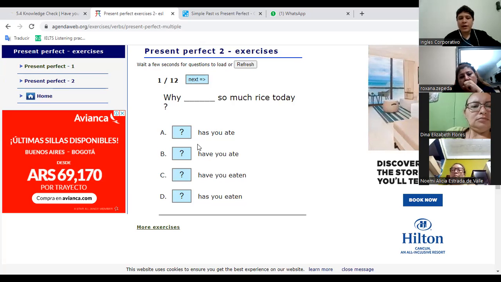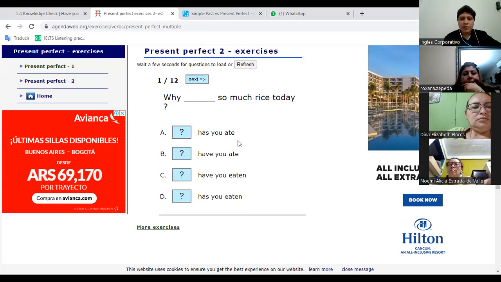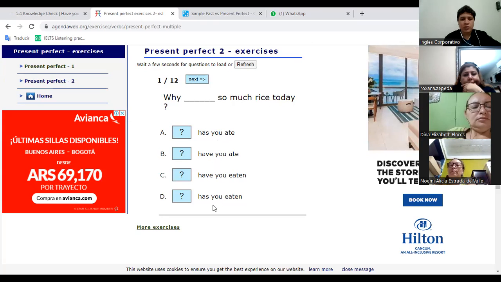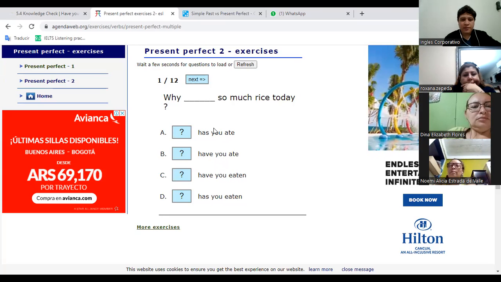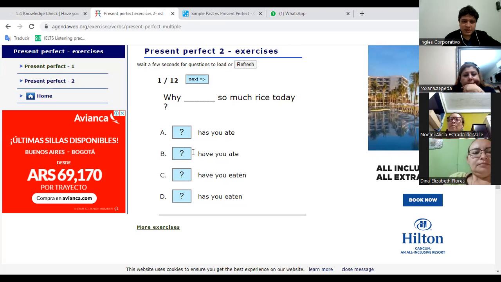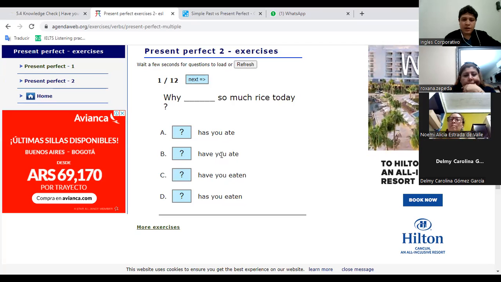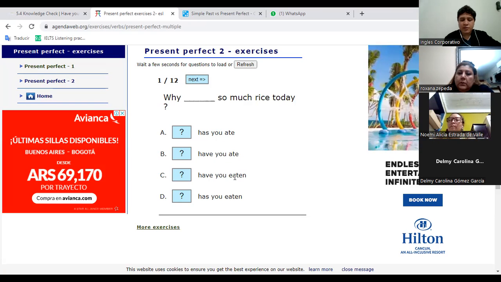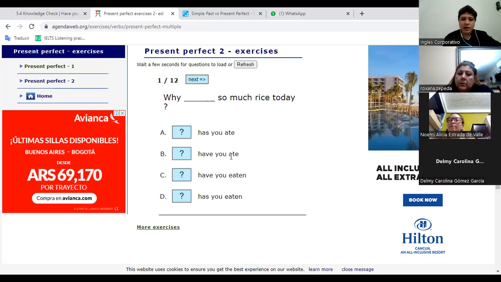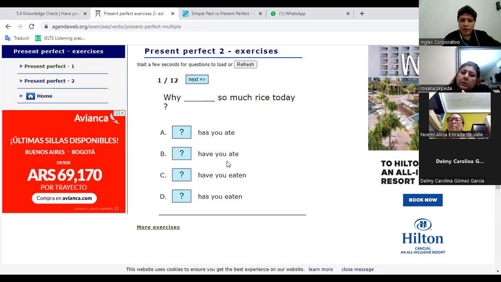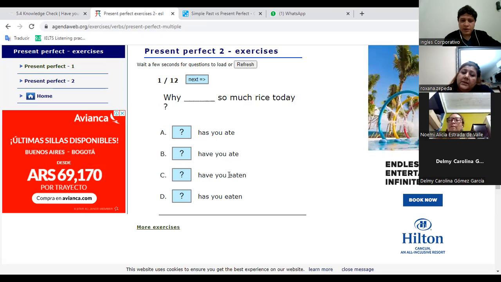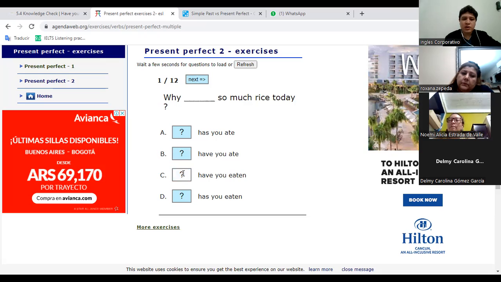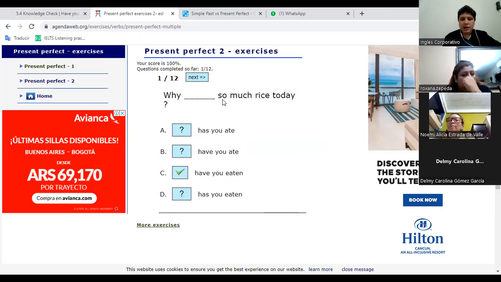So remember, guys, how we create a question. ¿Cómo hacíamos una pregunta? Primero iba el have or has, dependiendo del sujeto. En este caso el sujeto es you. So para you, ¿qué utilizamos? Has or have? Have. Entonces está entre B or C. Ahora tenemos el sujeto, luego iba el verbo, ¿en qué tiempo? ¿Presente, pasado o past participle? Past participle. Ya que tenemos B y C, ¿cuál es el verbo que está en past participle? Letter C, eaten. So, why have you eaten so much rice today? Correct. Perfect.